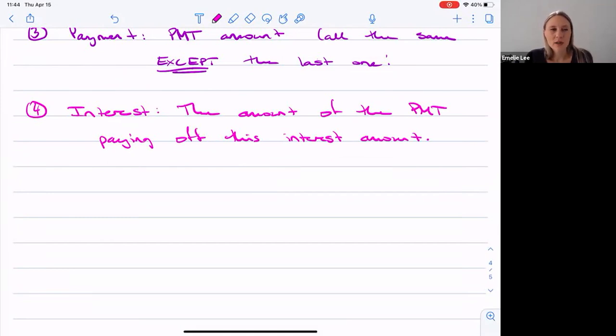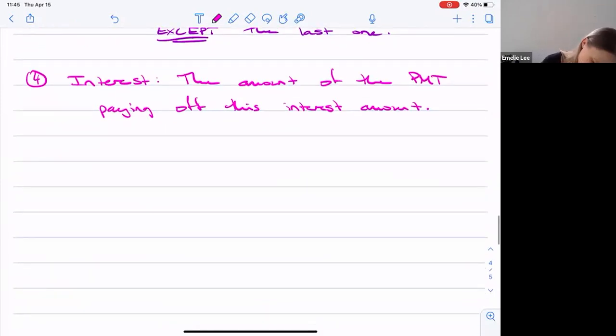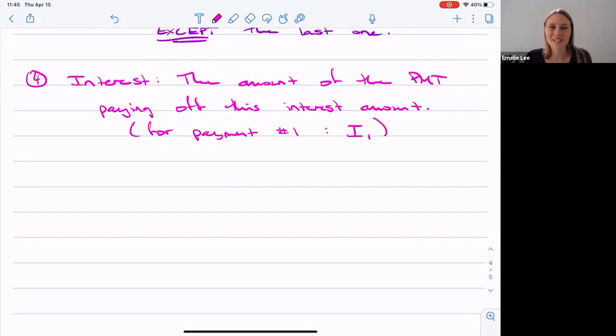So for the interest for box number 1, I want to denote it with a little subscript 1. For payment number 1, call this I1, only because we're going to refer to it in just a little bit.